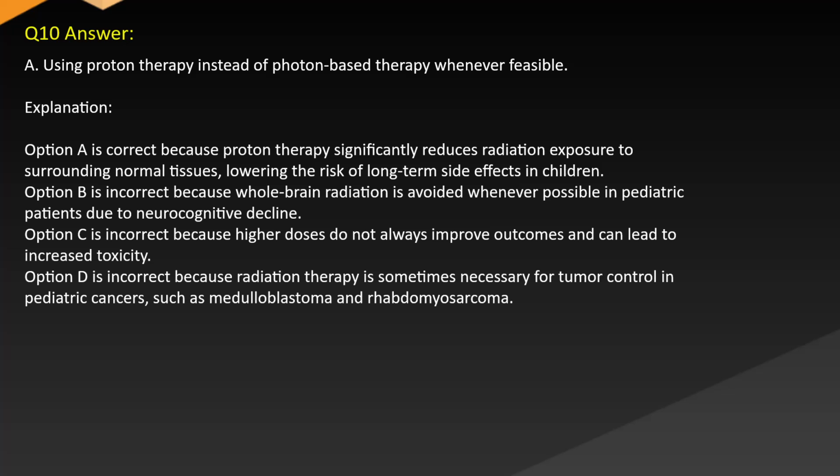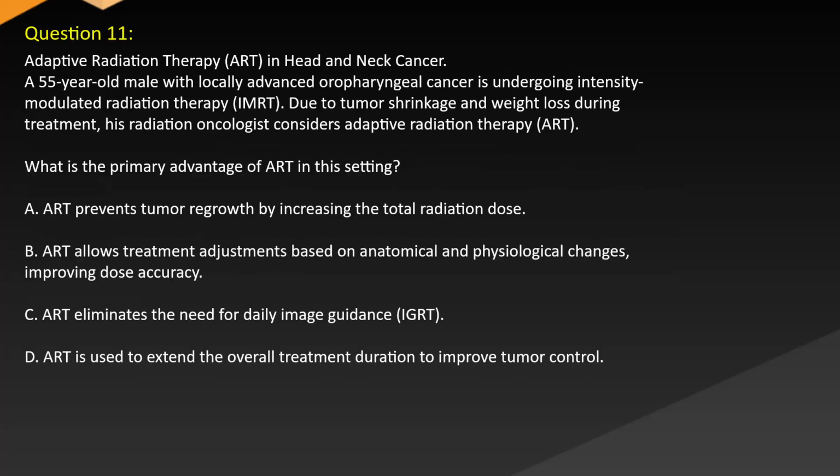Explanation. Option A is correct because proton therapy significantly reduces radiation exposure to surrounding normal tissues, lowering the risk of long-term side effects in children. Option B is incorrect because whole brain radiation is avoided whenever possible in pediatric patients due to neurocognitive decline. Option C is incorrect because high doses do not always improve outcomes and can lead to increased toxicity. Option D is incorrect because radiation therapy is sometimes necessary for tumor control in pediatric cancers such as medulloblastoma and rhabdomyosarcoma. Question 11. Adaptive radiation therapy in head and neck cancer.